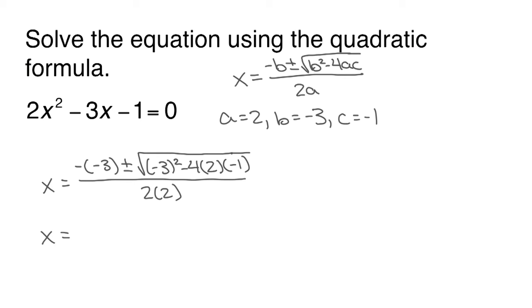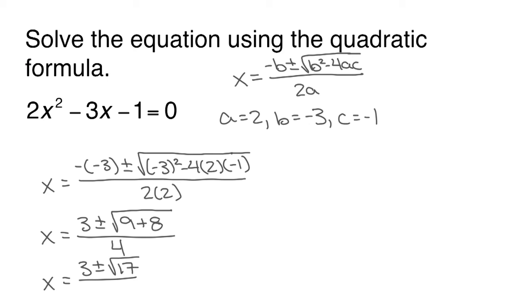Simplifying, we have x is equal to 3 plus or minus the square root of 9 plus 8, all divided by 4. Simplifying further, we have x is equal to 3 plus or minus the square root of 17, all divided by 4.